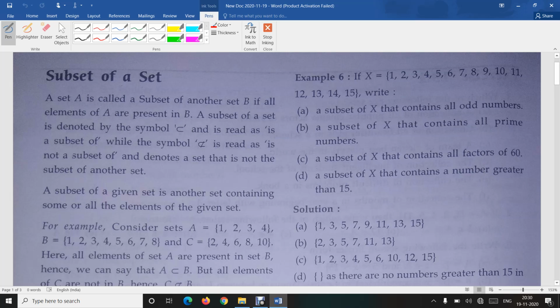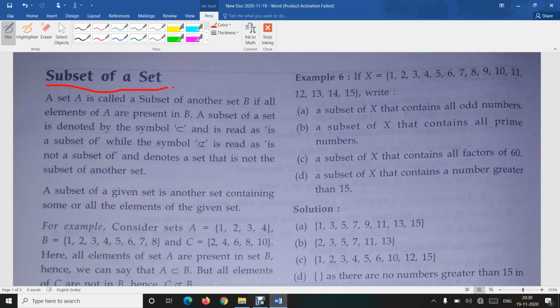In the previous class, we studied about sets and also some types of sets. And in today's class, we will study further about sets. So basically, you know what a set is. I already told you about that. Now the new topic in sets is subset of a set. As you can see, here is written subset of a set. So what is a subset of a set?